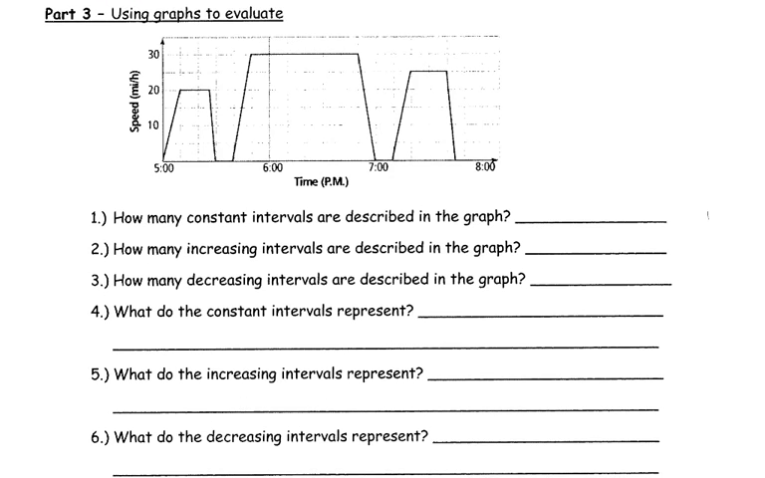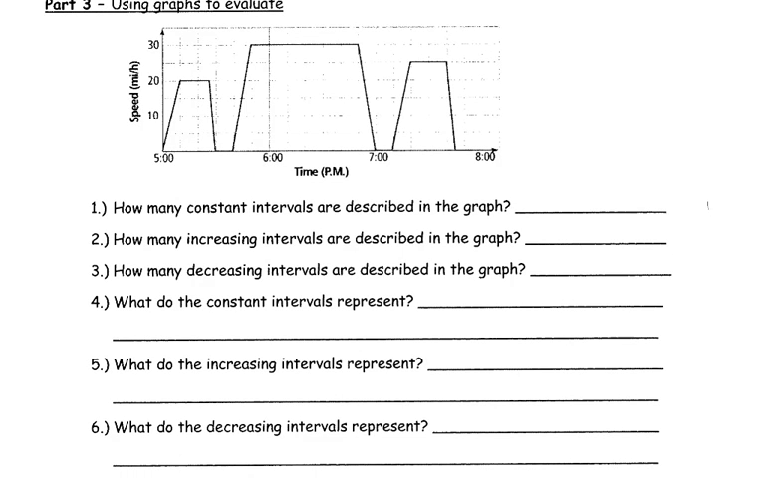Here we have a graph, and we're going to answer these questions. How many constant intervals are there? How many increasing? How many decreasing? And what do each one mean? So if we take a look at the constants, we're going to look for horizontal parts of the graph. Now, a lot of people would say that there are 3, but we have to consider the entire graph. So let me highlight all of the constants.